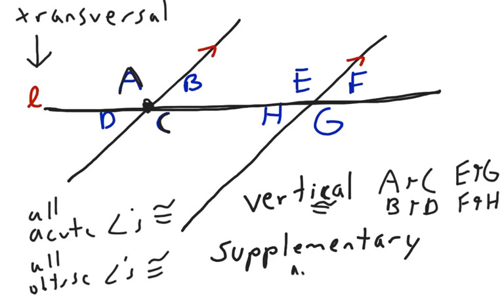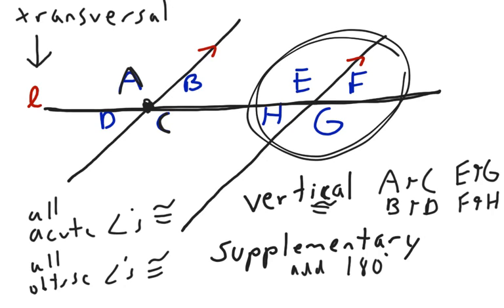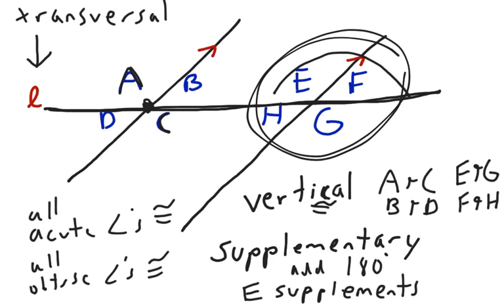Supplementary means they add to 180 and they make a straight line. So let's talk a couple of examples there. I'm just going to concentrate right here on E, F, G, and H. So let's talk about what E is supplementary to. E is going to supplement F, because E and F make a straight angle, and E is also going to supplement H, because E and H make a straight 180-degree angle. So E supplements F and H.